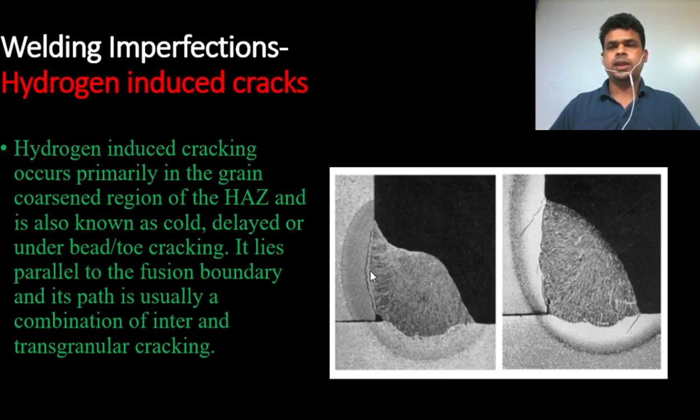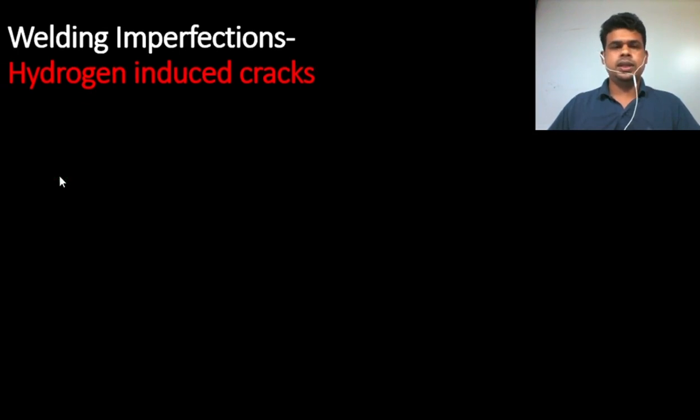This crack has another name also, delayed cracking. Why do we call it delayed cracking? Because when we do the welding, immediately after welding we cannot observe this type of crack. For this type of crack we need to wait a certain period. That is the reason we do any type of NDT after 48 hours, because we are waiting for this type of defect. It lies parallel to the fusion boundary and its path is usually a combination of inter and transgranular cracking. So let's see what we have in the next slide.